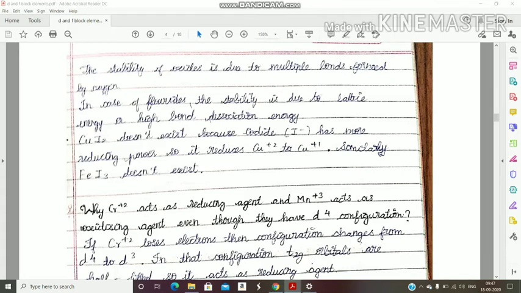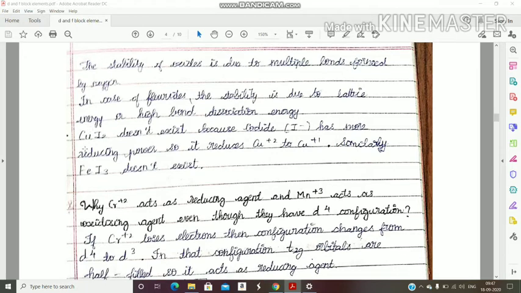Next, in case of fluorides, the stability is due to lattice energy or high bond dissociation energy. That means when these elements react with fluorine, they form fluorides, but their stability is due to lattice energy. That means between fluorine and the transition elements, the bond is very strong. That means it needs more energy to break that bond. That is due to lattice energy.